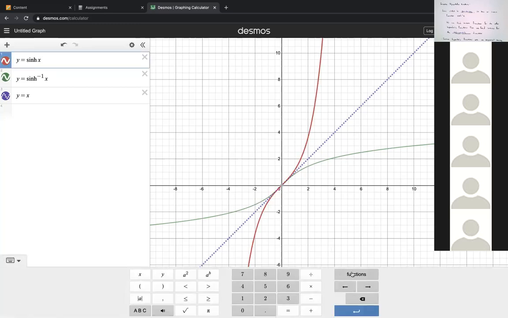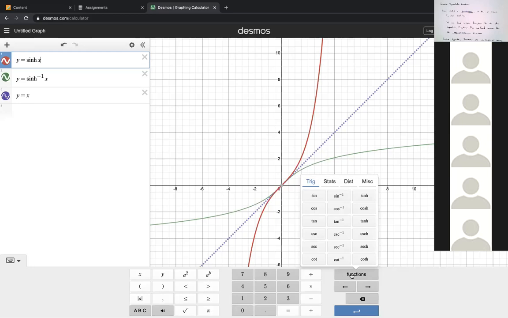If you use Desmos on your homework or something, you can find the hyperbolic functions here on the menu. It doesn't look like they have a button for the inverse functions, but we can just type in the inverse on our keyboards. Yeah, and that's not there either. Okay.